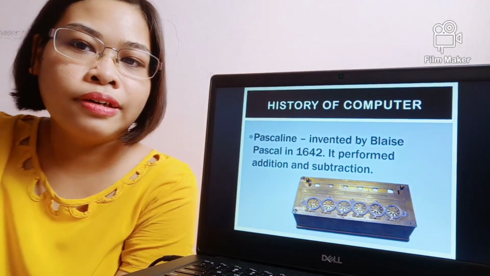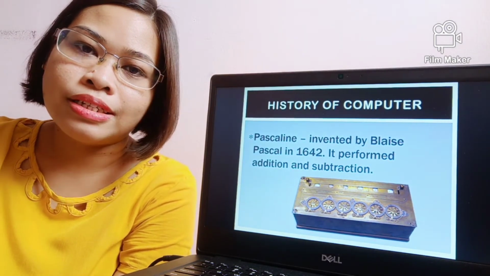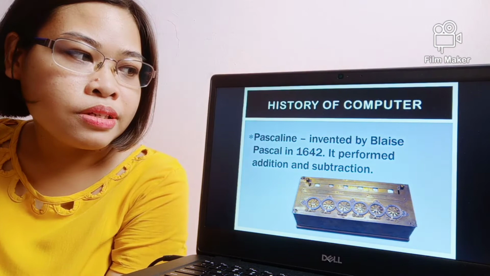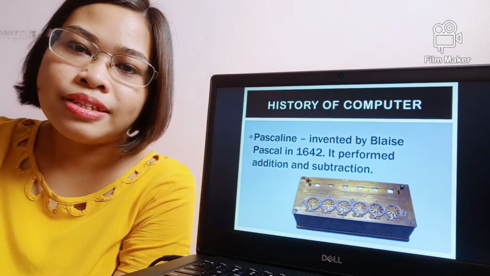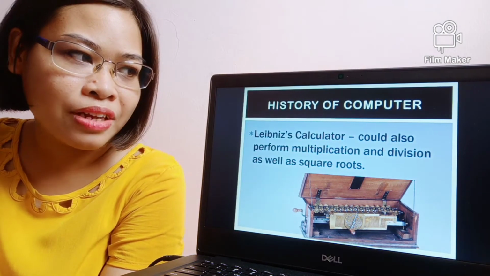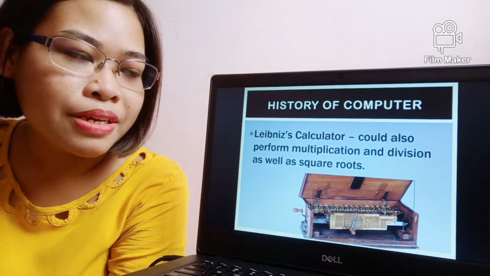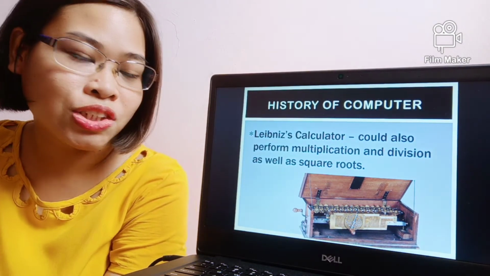Another one is the Pascaline. It was invented by Blaise Pascal in 1642. It performed addition and subtraction. Another one is the Leibniz calculator. It could also perform multiplication and division as well as square roots.